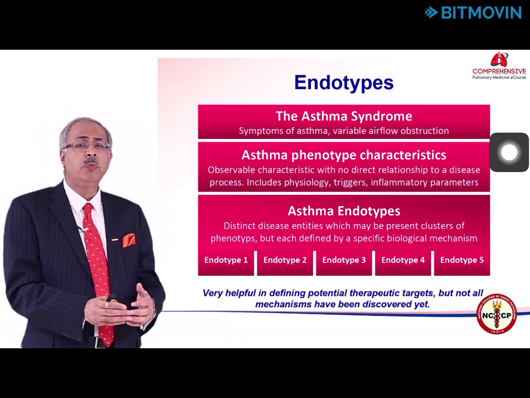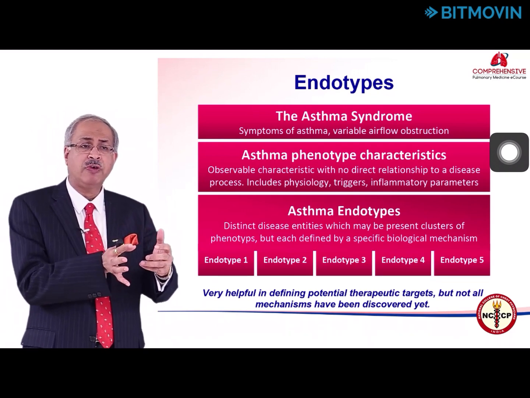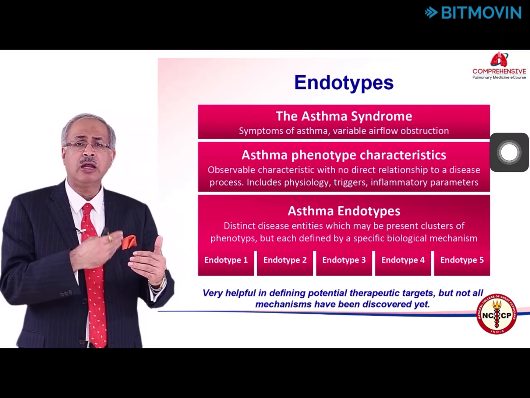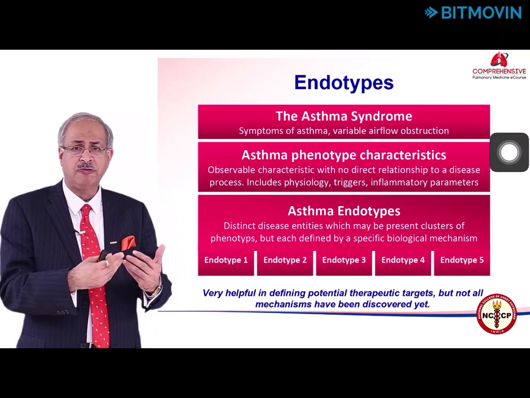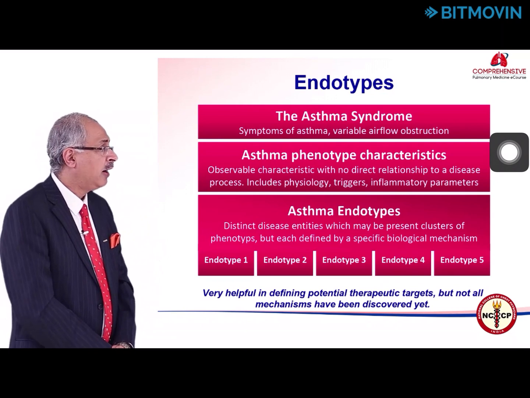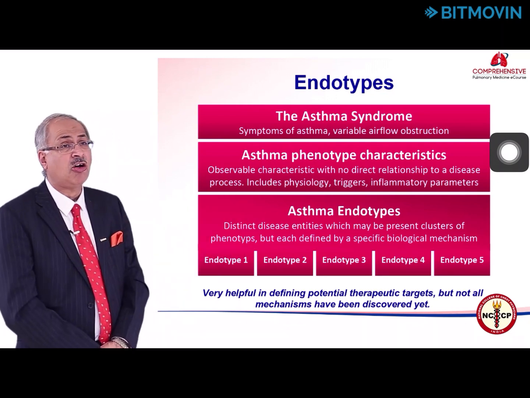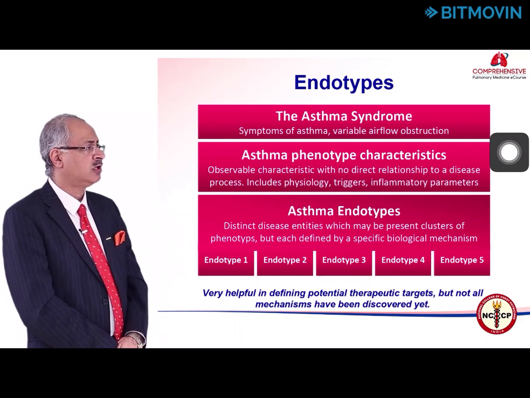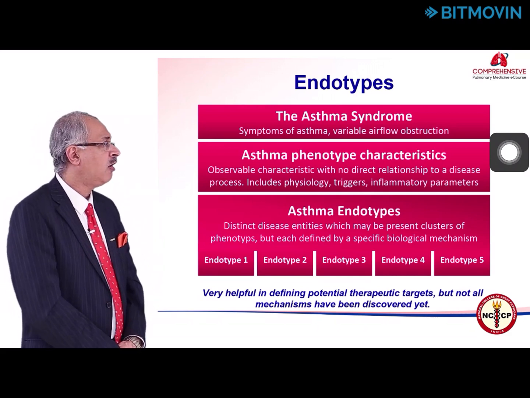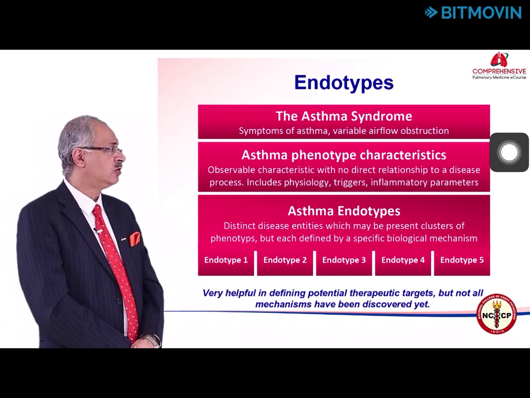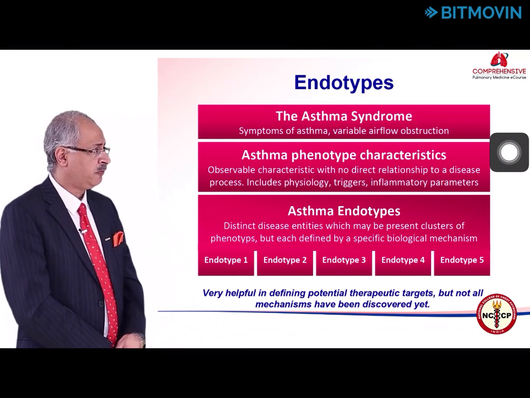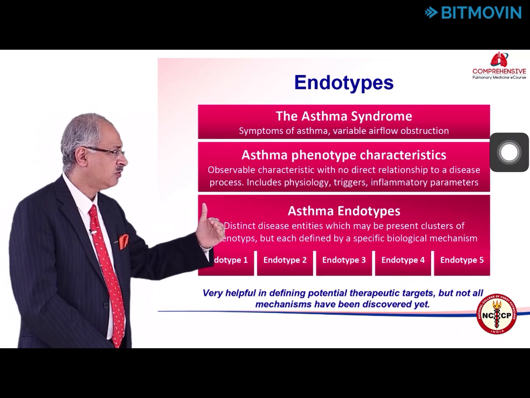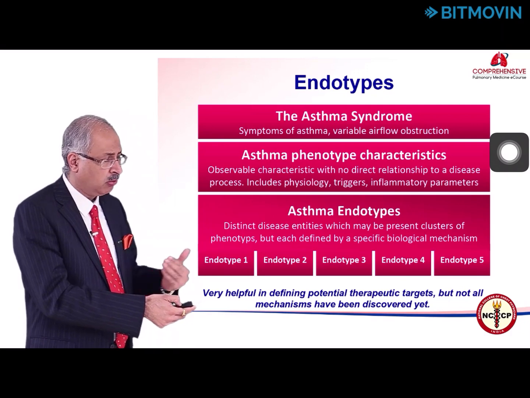It means there could be a single phenotypic presentation of a particular endotype, and that means we are seeing how inflammation has been produced as a response to the genetic factors present in that individual. And that leads to asthma phenotypic characteristics, and these are the observable characteristics having no direct relationship to the disease process, including physiology, triggers, inflammatory parameters. That's important. And then obviously all these things lead to asthma syndrome, the symptom of asthma, variable airflow obstruction. Therefore, it's a three-step process where you have an endotype, you have phenotype characteristics, and you have an asthma syndrome. And this is how we look into it.